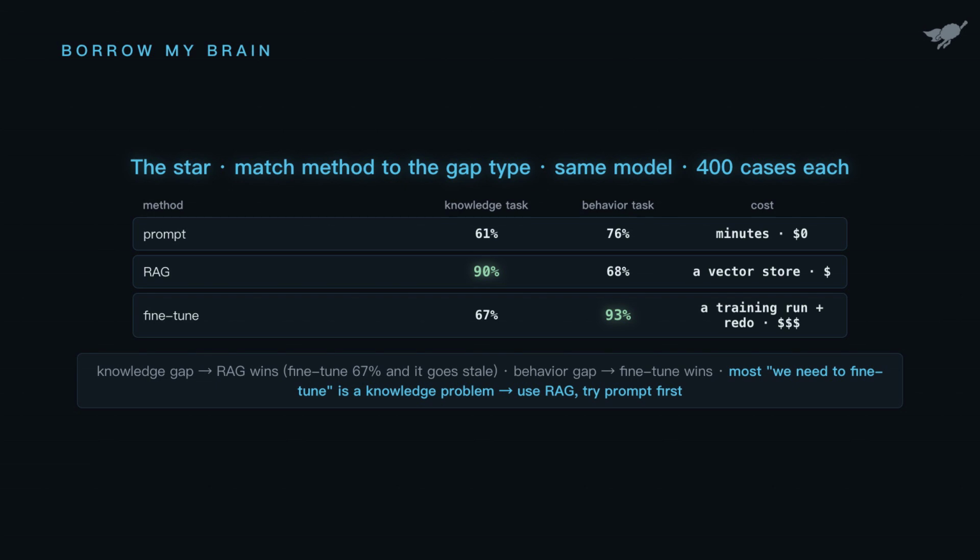Do you see the divide? Knowledge gap, RAG wins. Behavior gap, fine-tuning wins. And in the real world, the vast majority of we need to fine-tune requests are actually knowledge problems. The model is missing a fact. And RAG is cheaper and never goes stale. It beats fine-tuning hands down. So the order is this. Try a prompt first. It takes minutes and costs almost nothing. If that doesn't do it, most likely you go to RAG. Only when the gap is a behavior that neither a prompt nor retrieval can reach do you touch fine-tuning.